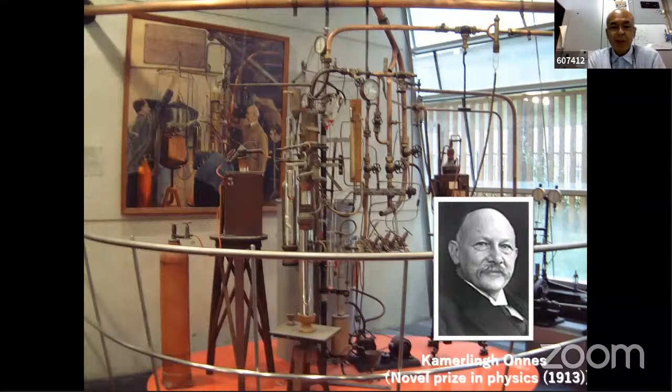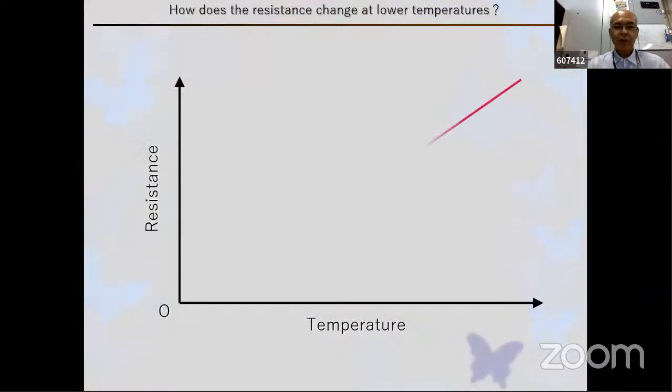So this was the model. This was in his old laboratory at Leiden University. Luckily I visited there and saw the real system for cooling down to liquid helium. His laboratory at Leiden University is now closed, and this system is displayed in the museum of the university. By using this, what he got was liquid helium.